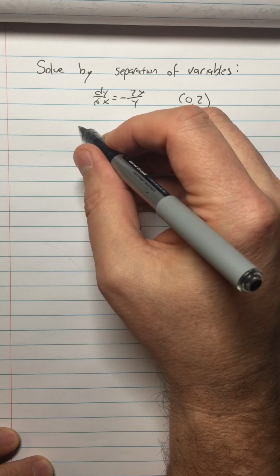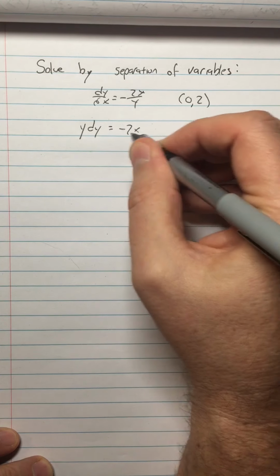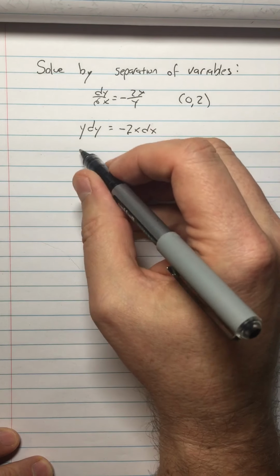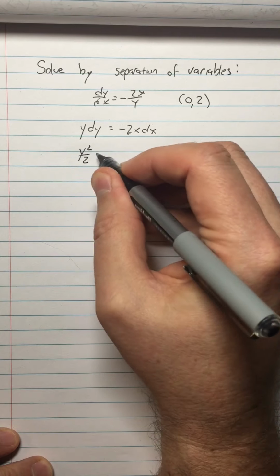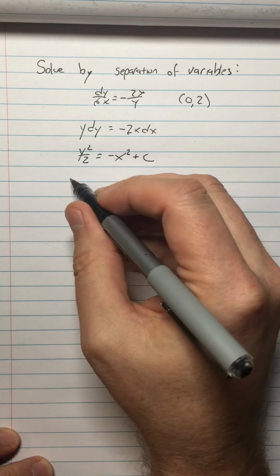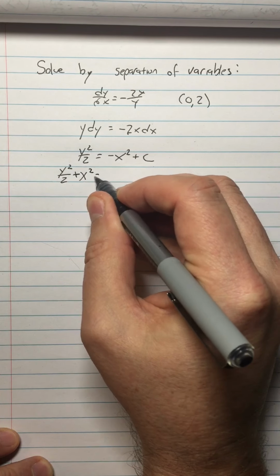I'm going to bring the y dy over here. I'm going to leave the negative sign over there. I could have brought the negative over, but I think it'll be a little more efficient to do it this way. Then I'm going to integrate both sides. So I'm going to have y squared over 2 equals negative x squared plus c. I'll bring the x squared over, so I have y squared over 2 plus x squared equals c.